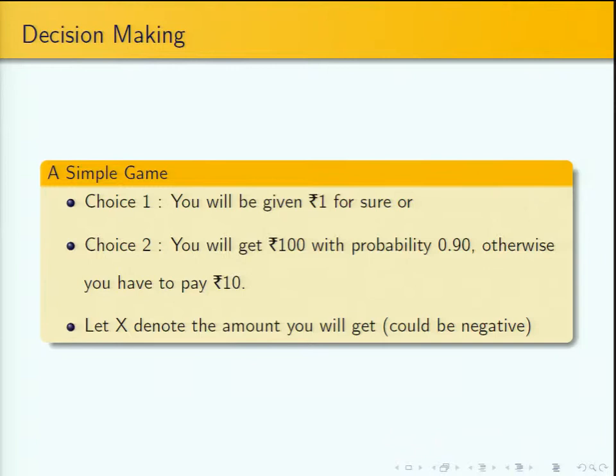If I change the numbers, you will still be using choice 2. How did you get to choice 2, by the way? Okay, good. He has told me 0.9 times 100 minus 0.1 times 10, that is what we are going to do. Is that sufficient? Okay, I'm going to tell you one more thing.